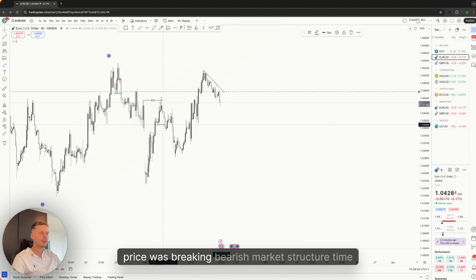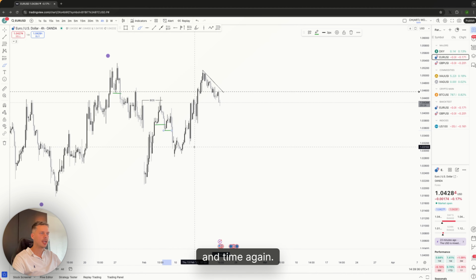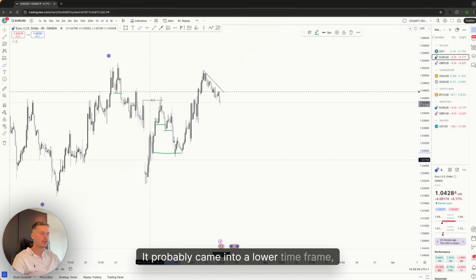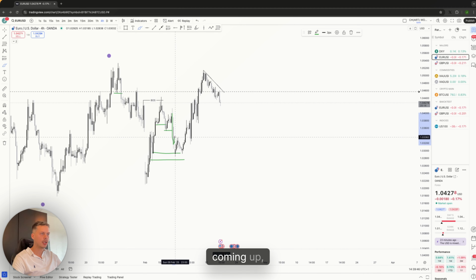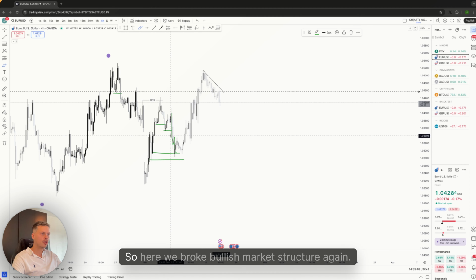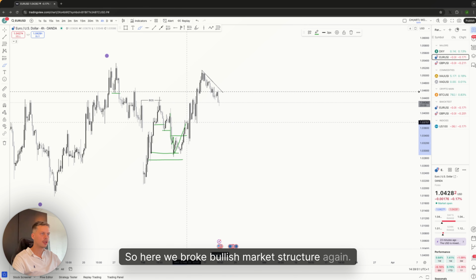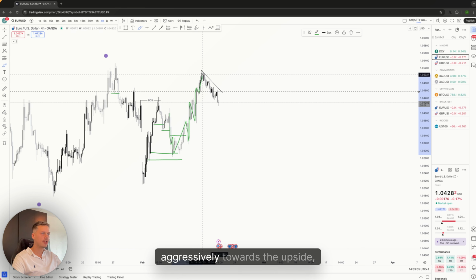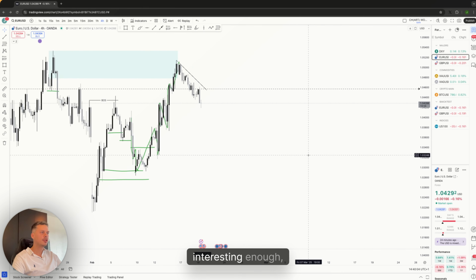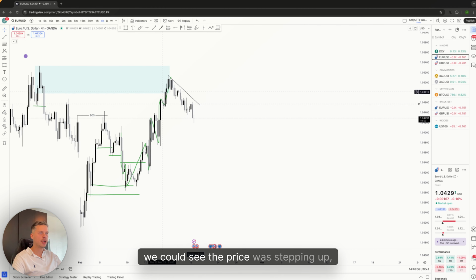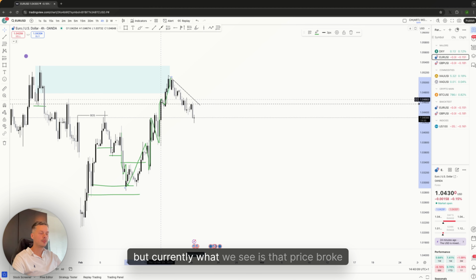But then again, what happened? Price was breaking bearish market structure time and time again. It probably came into a lower time frame POI or order block, and from that moment we can see that price is dropping down, coming up, coming down. So here we broke bullish market structure again. And ever since, we were stepping up quite aggressively towards the upside, towards the last POI or the last order block in the range.